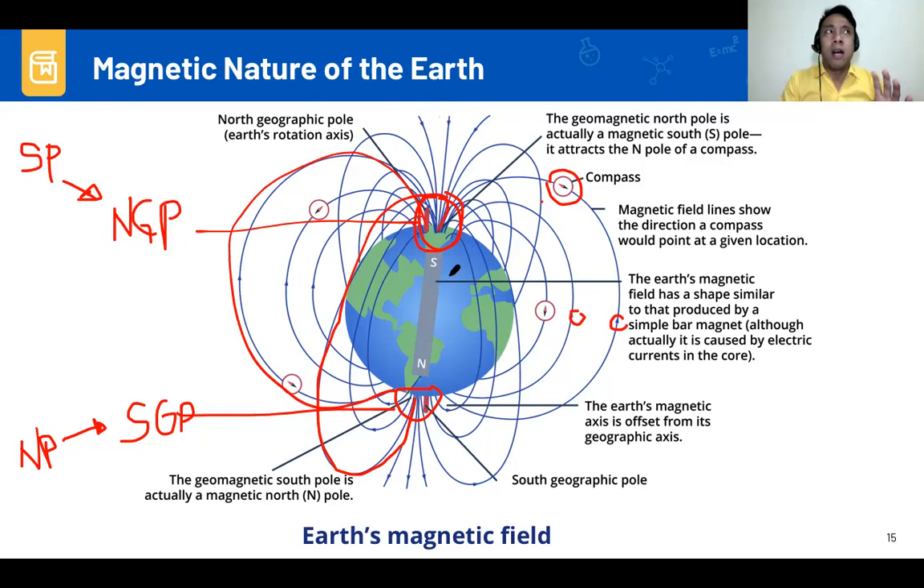Hindi naman siya magkaiba. It's just the directions or the positions of north and south pole in the magnet itself and in our magnetic nature of the Earth that are opposite. So yung north pole ng Earth, it must be the south pole of the magnet. South pole naman ng Earth, it must be the north pole of the magnet. That's so easy to understand.